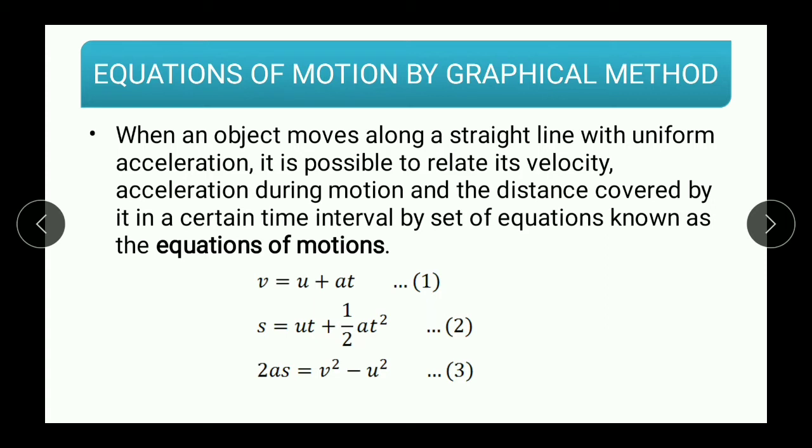So equation 1, which is v = u + at, describes the velocity-time relation. Then equation number 2, which is s = ut + ½at², describes the position-time relation. And the last equation, 2as = v² − u², represents the relation between position and velocity. The fact is, we can derive all these three equations by graphical method, out of which the first equation we are going to derive today.